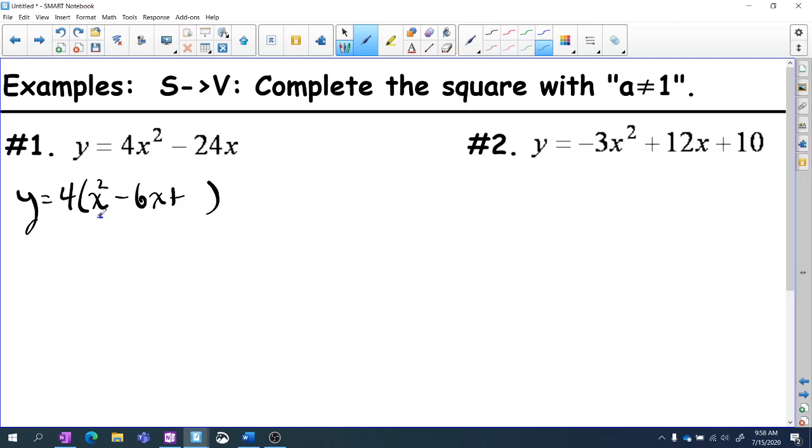Now just look here for now and do the same thing we did the last 4 examples, or however many we've been doing. Take half this one, and square it. Half of 6 is 3, 3 squared. I've added 9. Now, here's the catch.